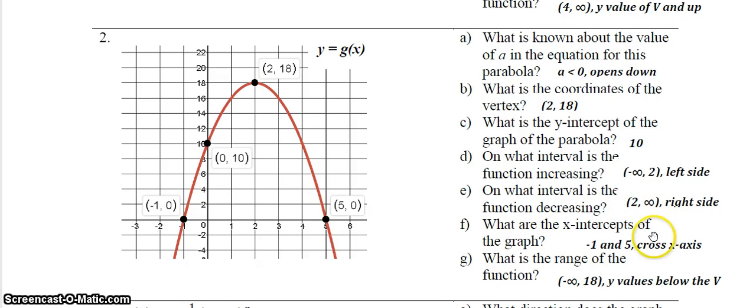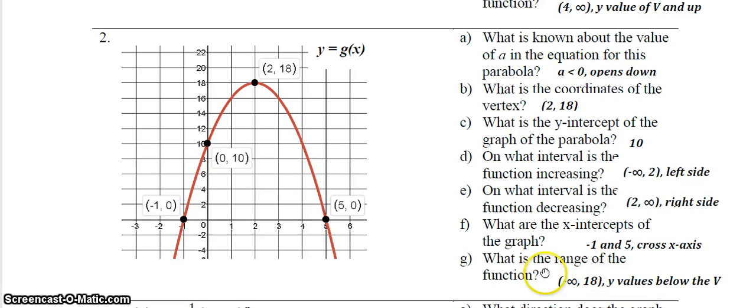x-intercepts. We'll go back and see that a little bit later and do more with the algebra. All we could do is with the graph. Where does the graph cross the x-axis, or when y is 0? Well, you can see it at x = -1 and at x = 5.